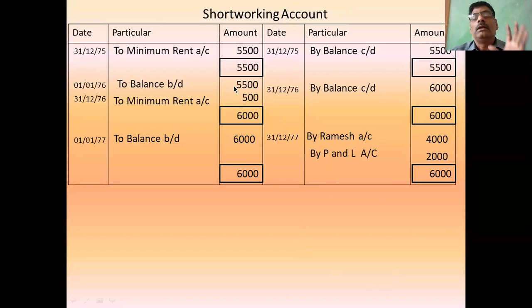Okay, these are the different problems I solved. Minimum rent method, two problems. One problem based on lessor and all the problems based on lessee. You solve all the problems. My duty is completed regarding this royalty account. And tomorrow and day after tomorrow, till Monday, I will dictate all the problems and upload in the Google Drive.